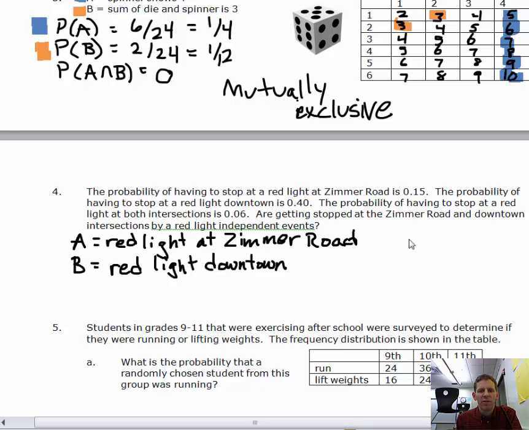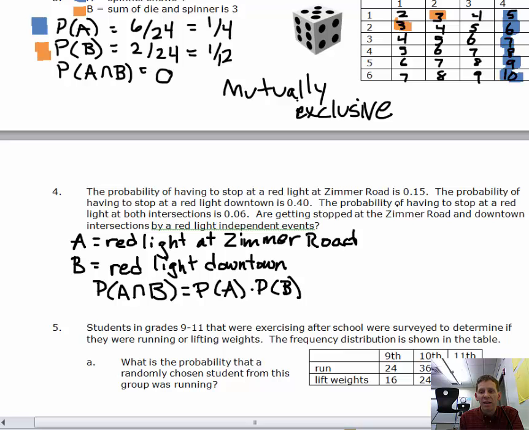Here you can let A be the event, red light at Zimmer Road. B can be the event, red light downtown. So we're going to check the probability rule for independence. If this formula is true, the probability of A and B equals the probability of A times the probability of B, then these events are independent.